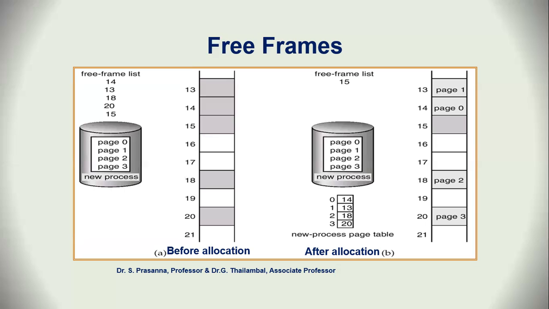Similarly, when you go for the third page, it is stored in the 20th frame, because 20 is the free frame available after 18. So in 20, page 3 is stored. What is the remaining free frame list after allocation? Only 15 remains. Whenever a new process comes, 15 will be the frame number allocated for that new process. So this is how allocation happens, and the free frame list is maintained by the operating system.